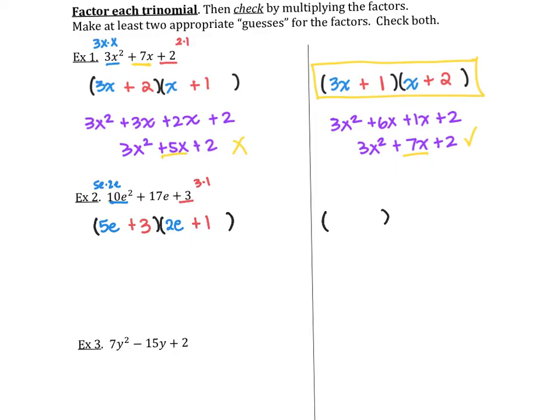Okay, let me set up a second guess. I just have to make sure I change something. So I think I'm still going to do 5e times 2e, but instead of 3 times 1, I'm going to try 1 times 3.